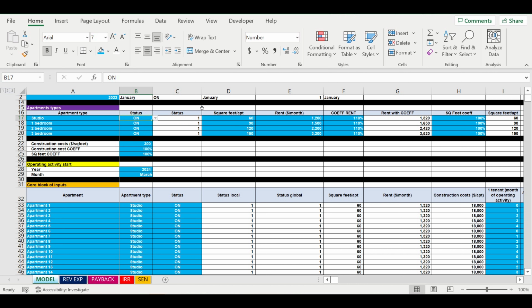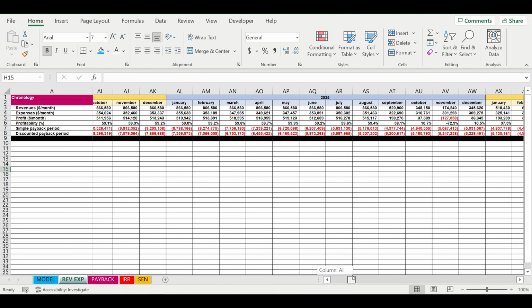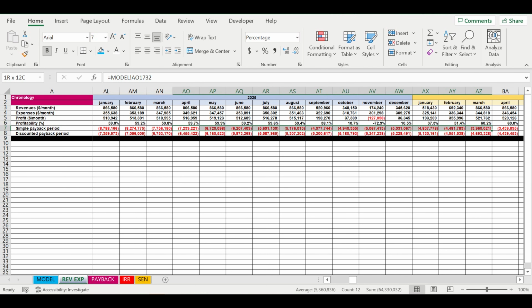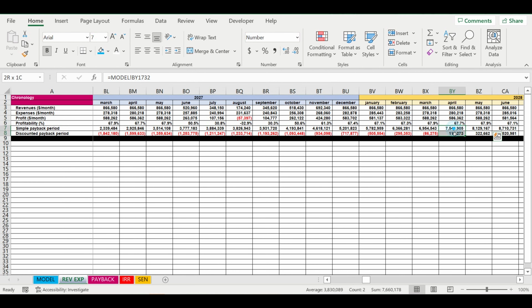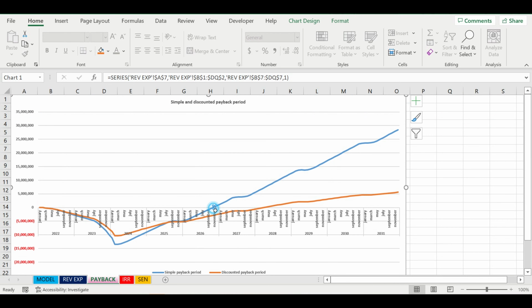So basically, how our financial model is organized. The first spreadsheet is the model itself. Then the next spreadsheet is a simple table where we have total revenues, total expenses, profit, profitability, and calculation of simple and discounted payback period moments. Then we have a simple and discounted payback period diagram to make us able to see when we have the moment of payback.